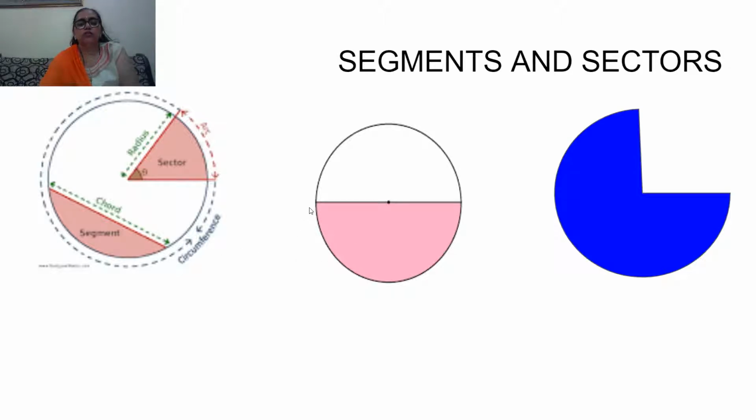When the longest chord, that is the diameter, is drawn, it divides the circle into two parts and each part is called a semicircle. The sector is the part made by two radii and the length of the arc, which is somewhat triangular in shape. This part is a minor sector, whereas this is called the major sector.